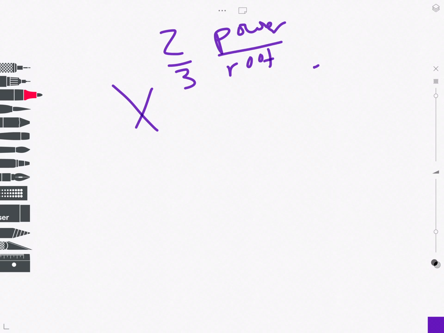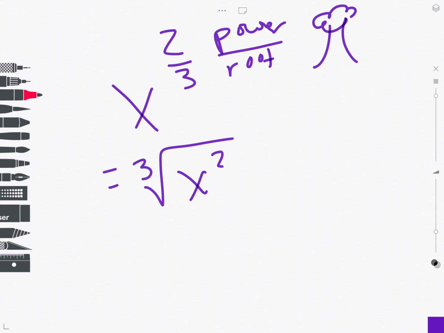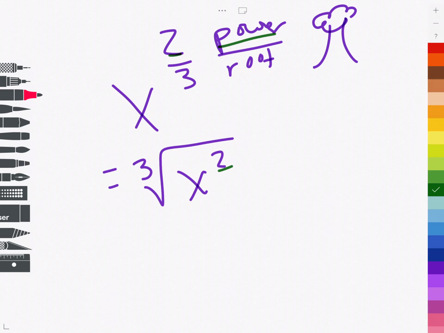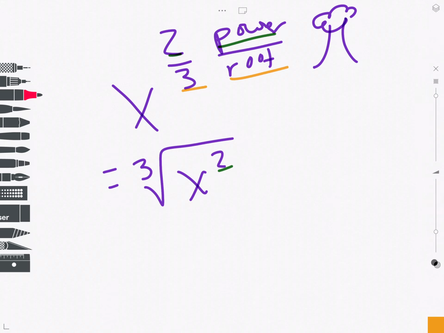Another way you could think of it is in a tree, the root is on the bottom, and then your exponent is there. So x to the 2/3 could be rewritten as the cubed root of x squared. You have the power right there over the root down there.